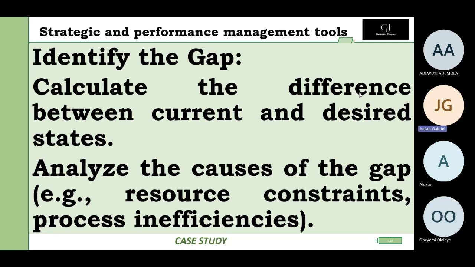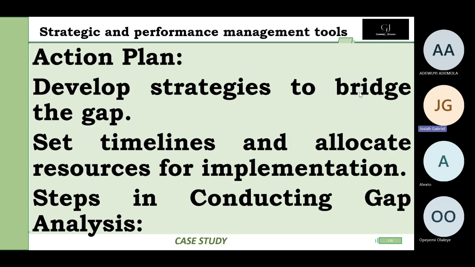Then you need to identify the gap. What's the difference between where you are and where you want to be as a business? Then analyze the causes of that gap. Could it be bottlenecks? Could it be resource constraints, process inefficiencies? Whatever it is, you need to analyze the root cause of the gap and have an action plan to address those gaps, strategies to bridge the gap, and set timelines and allocate resources for implementation of the action plan.